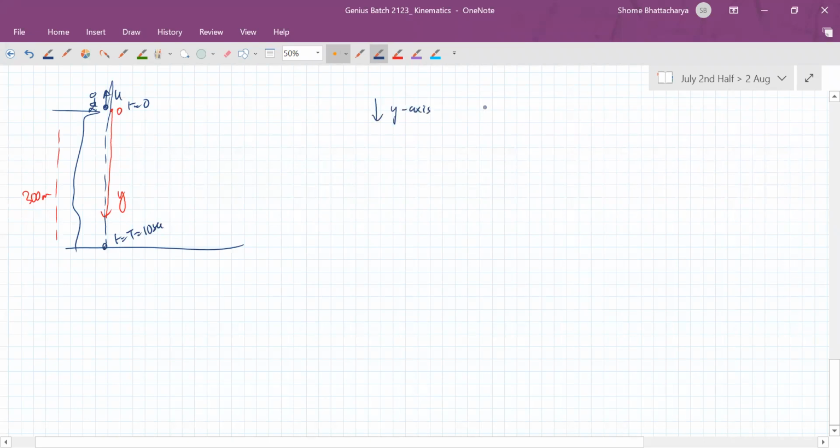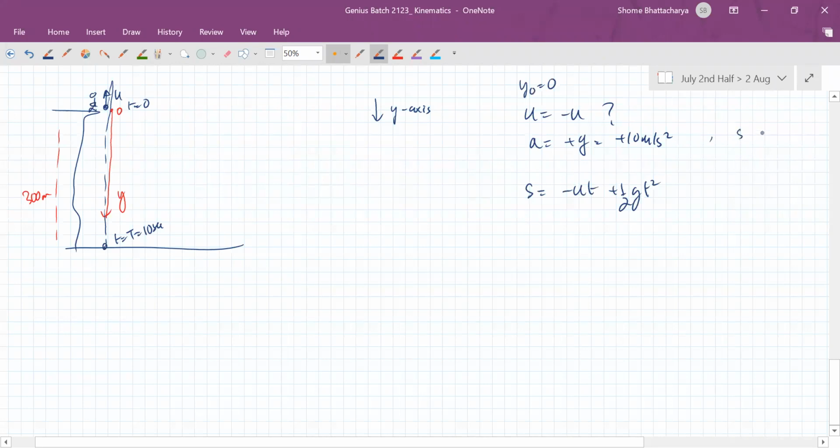then our initial velocity is some minus u. Or we can leave it u also, but it will come with a minus sign. And our acceleration is going to be plus g, or plus 10 meters per second square. So our displacement as a function of time will become minus ut plus half gt square. Here y naught is 0.